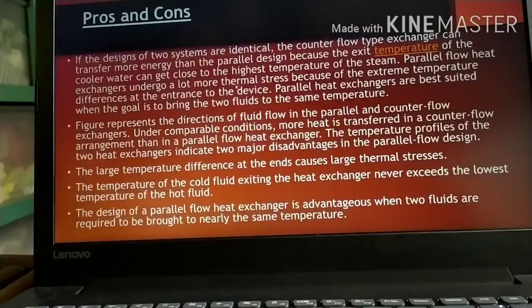And next, the figure represents the direction of fluid in the parallel and counterflow exchanger. Under comparable conditions, more heat is transferred in counterflow than parallel flow exchangers. The temperature profiles of the two heat exchangers indicate two major disadvantages in parallel flow designs. The large temperature difference at the ends causes large thermal stresses.